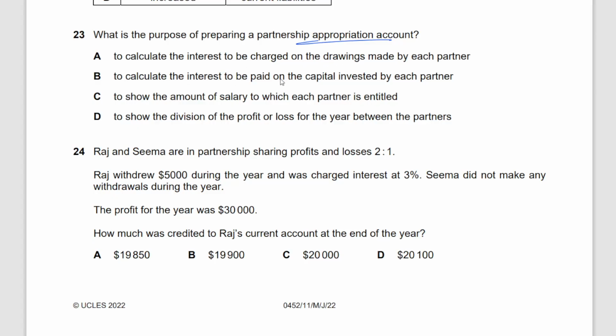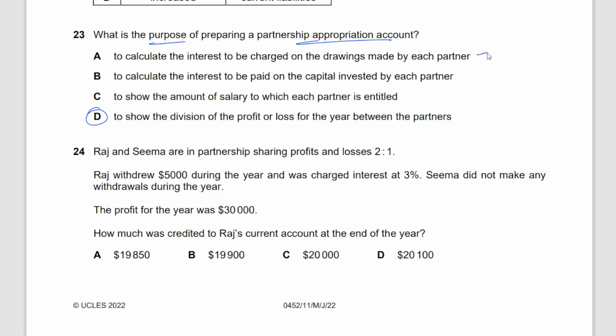To calculate the interest to be paid on capital invested by each partner, again, it's part of it, but it's not the reason we make the appropriation account. To show the amount of salary, again, it is part of it, but that's not the purpose. To show the division of profit, there we go. That's the right answer. That's what I mentioned in the beginning.